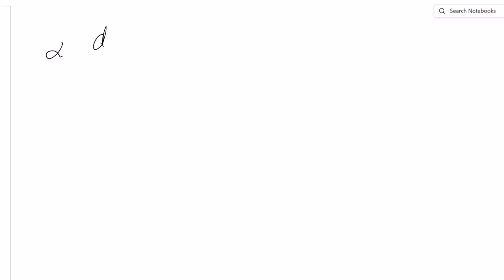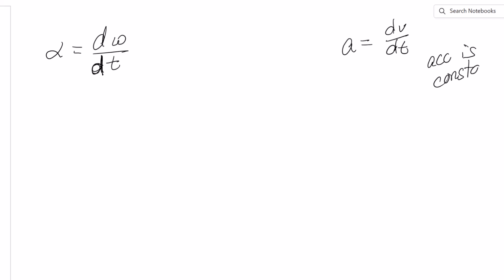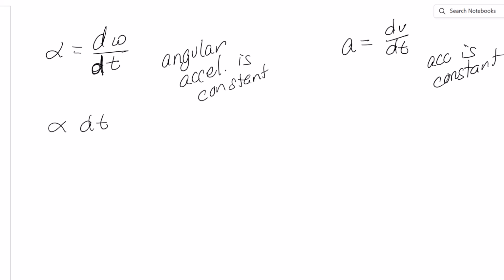Okay, so we know that angular acceleration is d omega dt. Now, a long, long time ago, like weeks ago at this point, we had a similar equation, a equals dv dt. And we made an assumption where we said, let's pretend acceleration is constant, because a lot of times, like gravity, is constant. So we're going to do the same thing. Let's assume angular acceleration is constant. Okay, so we have alpha dt equals d omega.